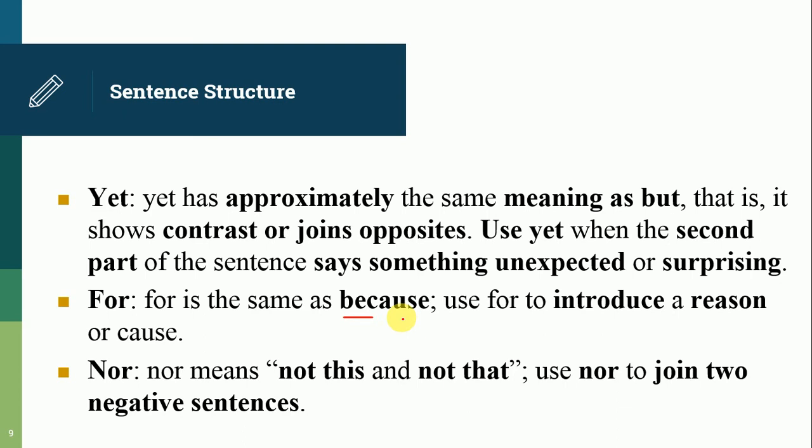For example, I come here because I want to learn English, or you are watching this tutorial or video because you want to know more about sentence according to structure. Nor means not this and not that. Use nor to join two negative sentences. For example, I say, the teacher won't allow the students to come late, nor will he allow any student to go out. Now this nor joins two negative sentences.